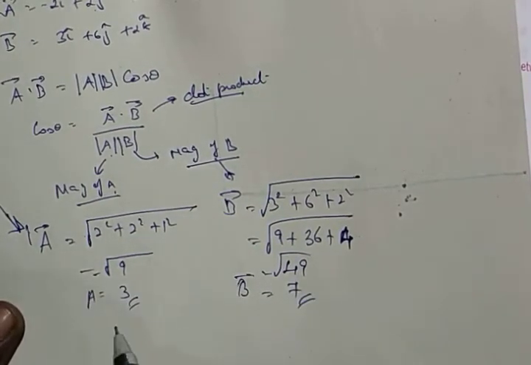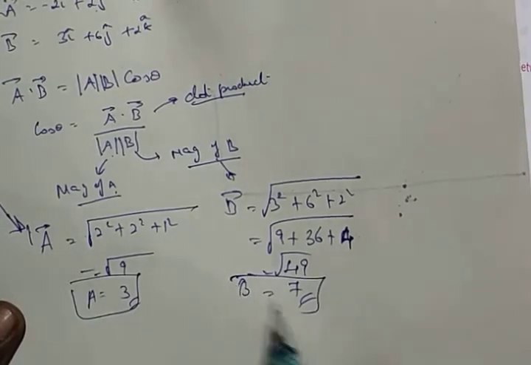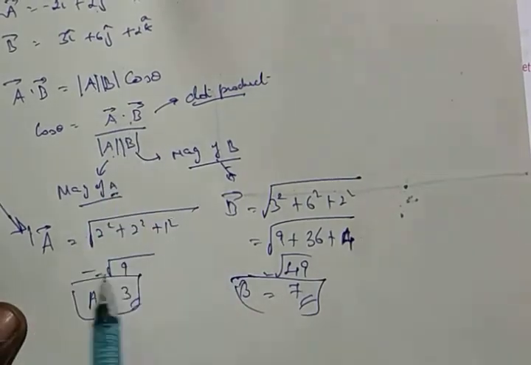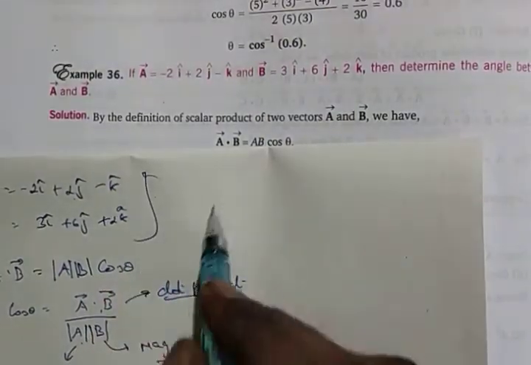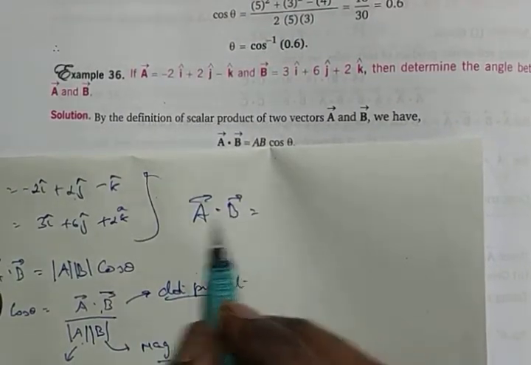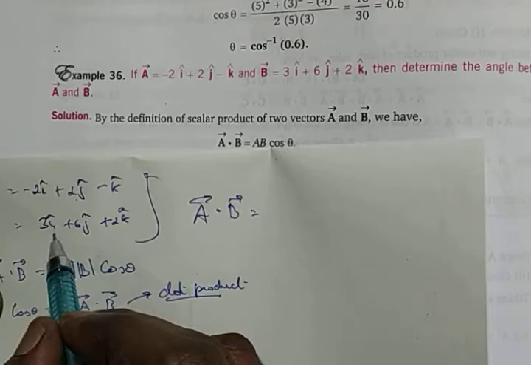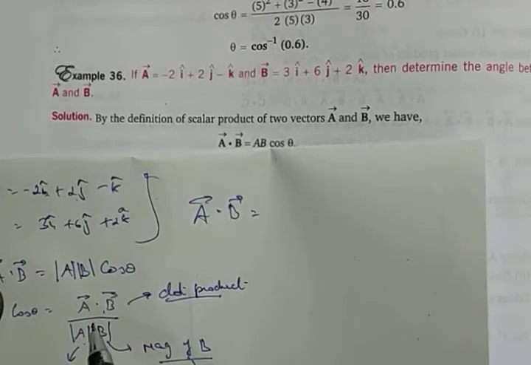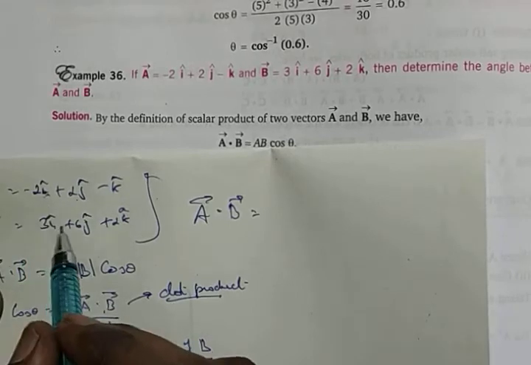That is A, and we got B. These two, A and B, we got. The dot product we need to find out. How to find out the dot product? Similarly, for these two, A dot B is going to be equal to, only multiply i and i. You can multiply i and j, i and k, but only i and i will give you an answer.